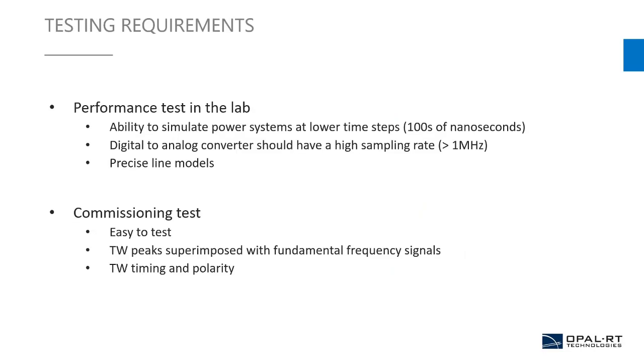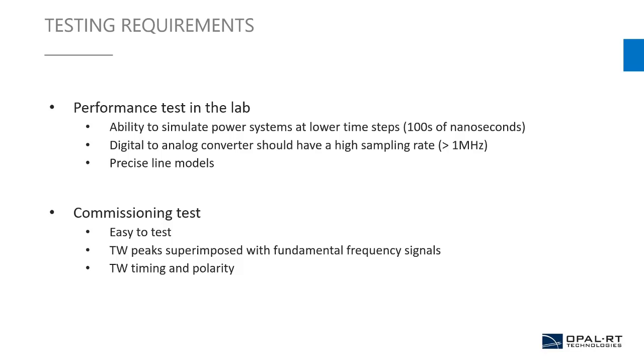In terms of the testing requirements, if you would like to test the performance or validate the settings of a traveling wave-based protective relay with your own power system models, we need to have the capability to simulate the power system at very small time steps. So here we're talking about hundreds of nanoseconds. And also the signals that we inject to the relay will need to have a very high sampling rate, higher than 1 megahertz. In this way, the relay will properly capture the traveling wave peaks. And most importantly, we need to have precise line models to produce the transients of traveling waves.